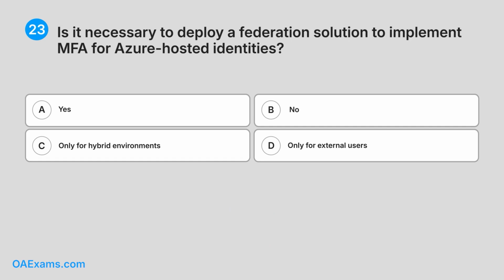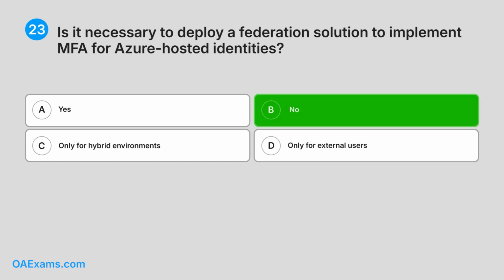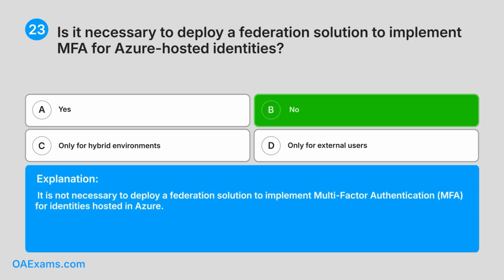Correct answer. B. Explanation. It is not necessary to deploy a federation solution to implement multi-factor authentication, MFA, for identities hosted in Azure.